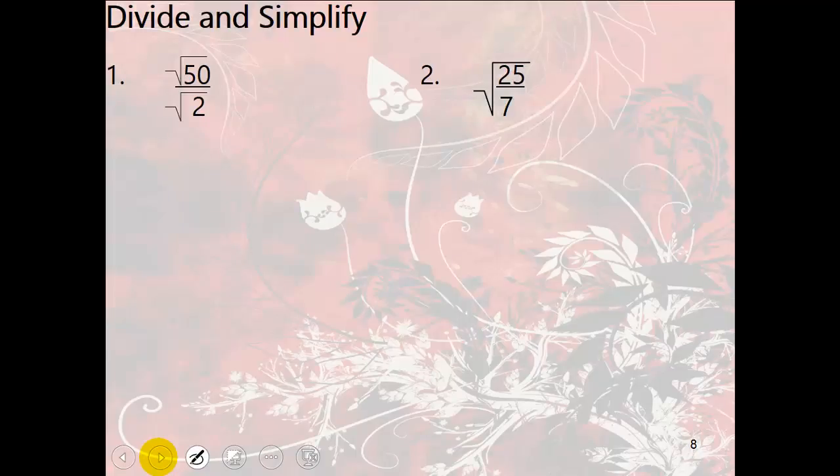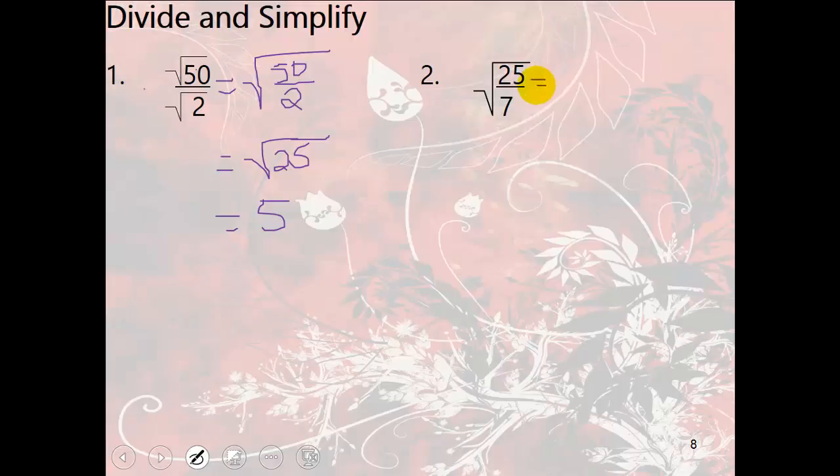I'm going to do number 1. I want you guys to do number 2 on your video question. I see that 50 is divisible by 2, so I'm going to bring it under the same radical sign. And then I'm going to actually divide. And I know that the square root of 25 is 5. I don't need to put plus or minus because it's asking me for the principal root. You try number 2.